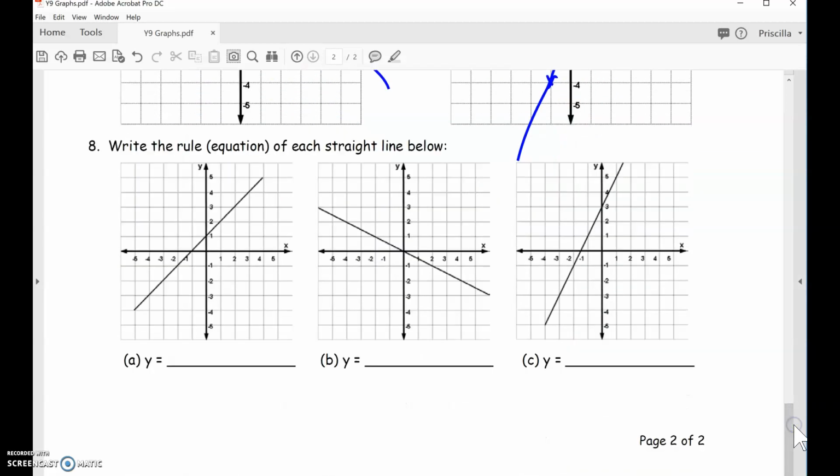Okay. So now, write the rule or equation of each of the straight lines below. So here I can see across one up one, across one up one, across one up one. I know that the gradient equals 1.